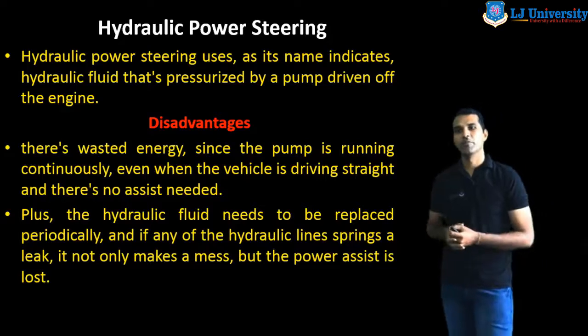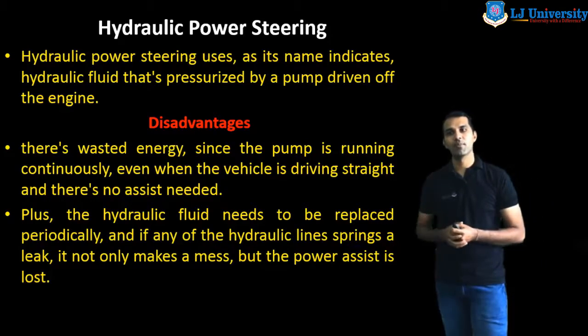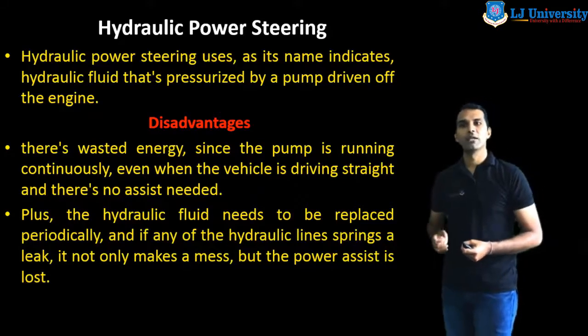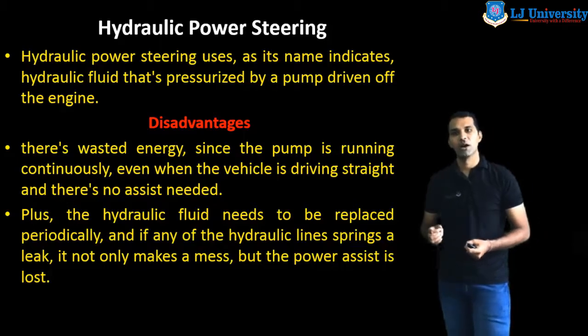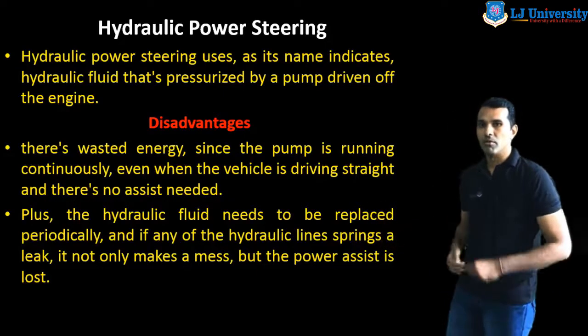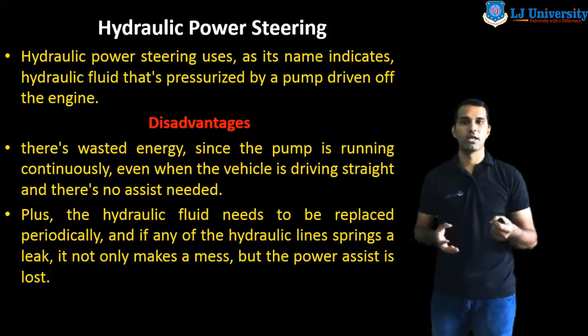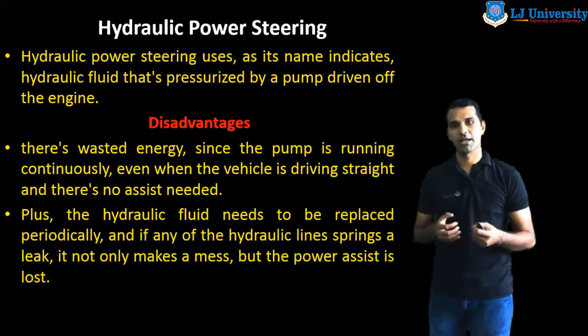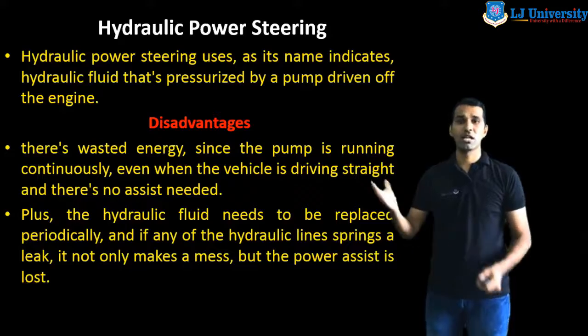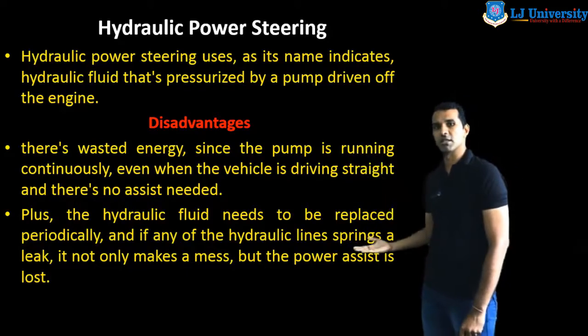And the second one is that the hydraulic fluid needs to be replaced periodically, and if any of the hydraulic lines springs a leak, it not only makes a mess, but the power assist is lost. So this is the second disadvantage. That means we have to change the hydraulic fluid from time to time. There is a limitation like 6 months or 12 months after which we have to change the fluid. So these are the disadvantages of the hydraulic power steering system.